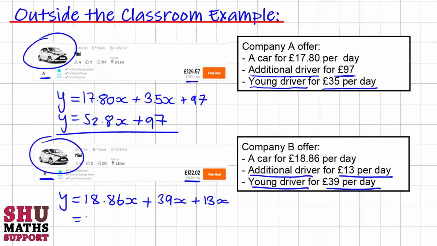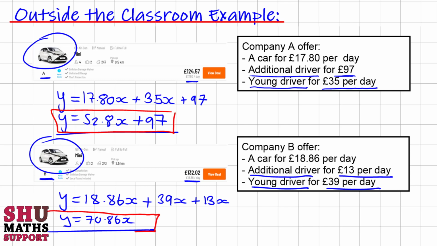So that means we can simplify this to 70.86x, and that's because all three factors depend on the amount of days we're using the car for. So we have our two equations. We have y is equal to 52.8x plus 97 for Company A, and then for Company B, we have y is equal to 70.86x. So we can see that the second deal does look cheaper, as the charge for additional driver on the first car is already greater than that amount if we were to use the car for 1 day.